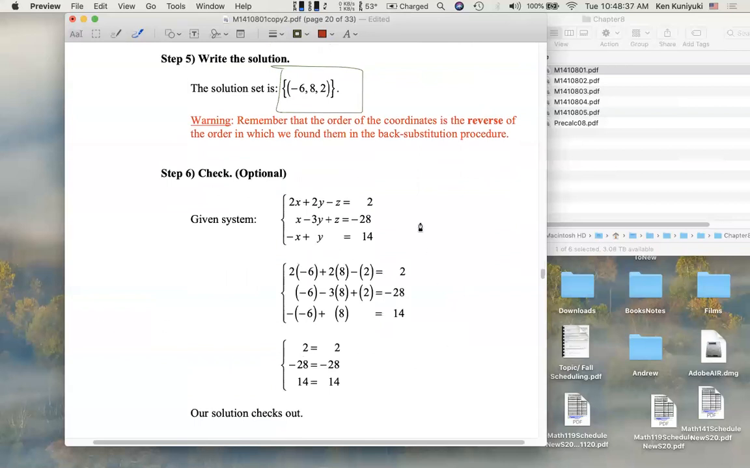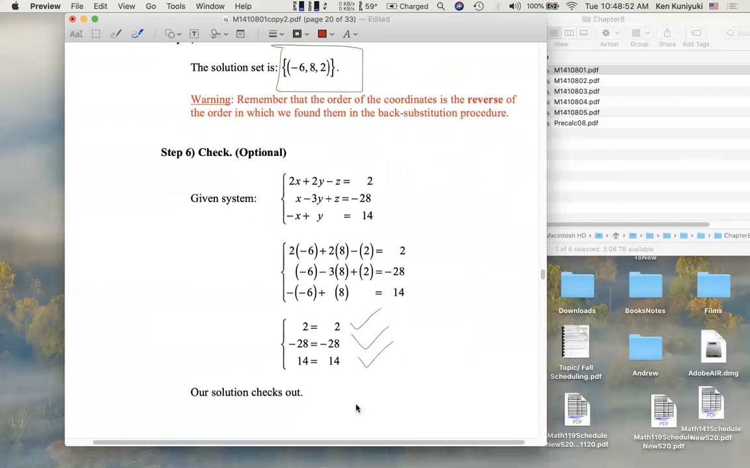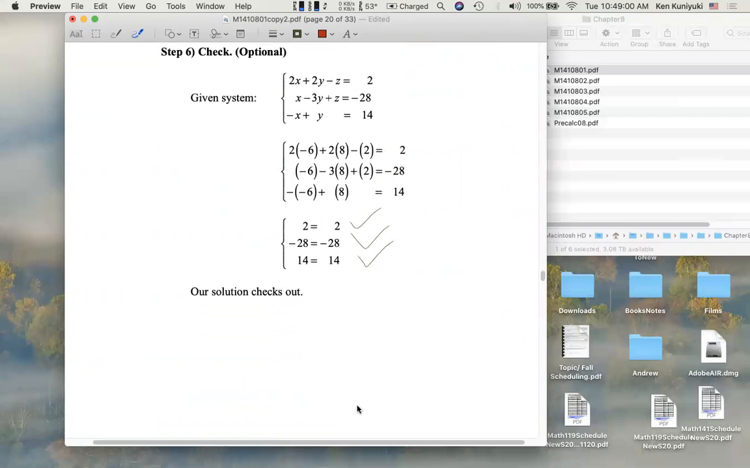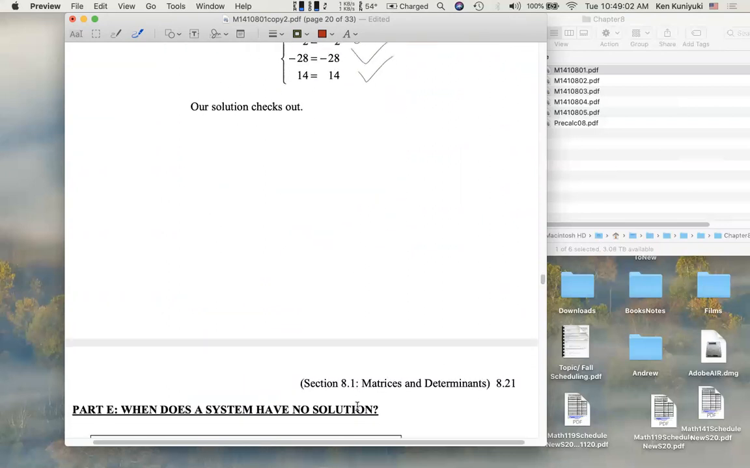Okay, check, optional. All right, and remember to check in the original system. X equals -6, y equals 8, z equals 2. Okay, we get, hey, 2 equals 2, -28 equals -28, 14 equals 14, all good. And we're very happy. And your neighbor might still be sad, might hate you. Okay, next up, when does a system have no solution?